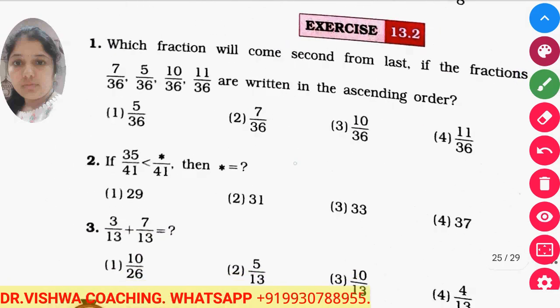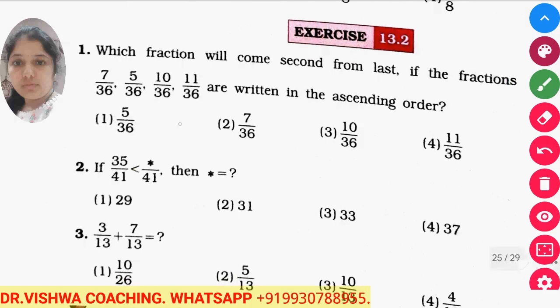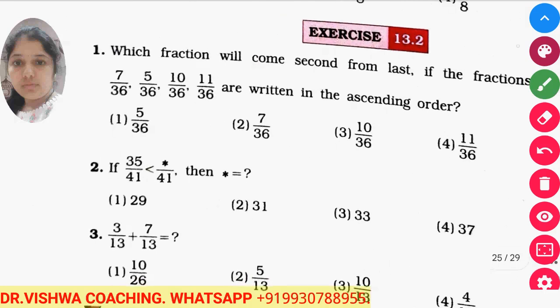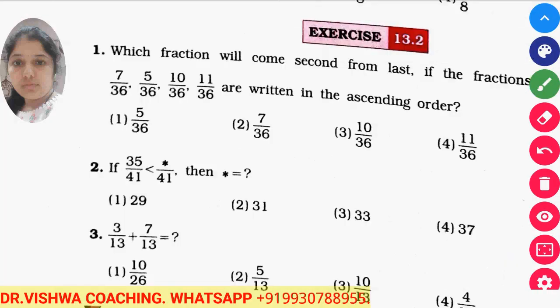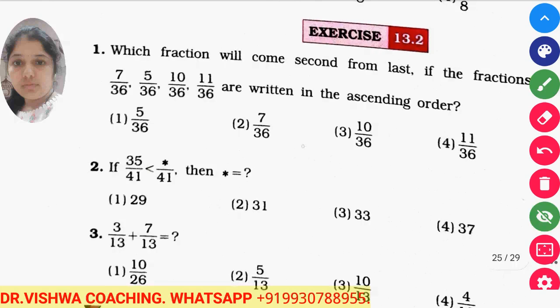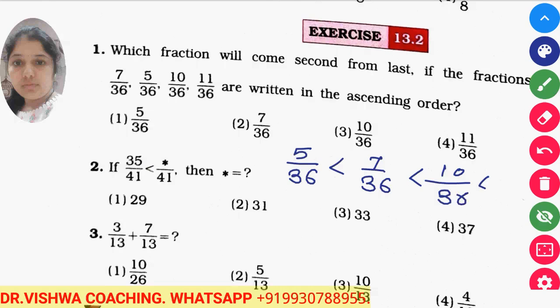Now which fraction will come second from the last if the fractions are written in the ascending order? Now see, we have to arrange in the ascending order where denominators are same. So the numerator which is smaller gives the smallest fraction, then bigger than that, then bigger than that. So arrange in the ascending order as 5 by 36, smaller than 7 by 36, smaller than 10 by 36, smaller than 11 by 36. Now which fraction will come second from last? Second from last, so it is 7 by 36.